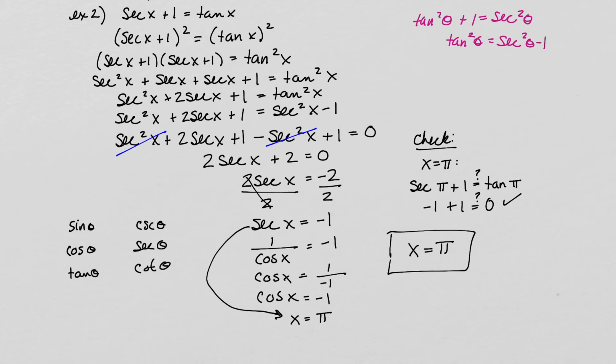Let's see. So if pi did not work, would it just be no solutions? Yeah. So if you plugged in pi, since pi is the only solution we got here, and it didn't work, then the answer would be no solutions. Yep, exactly. Other questions?